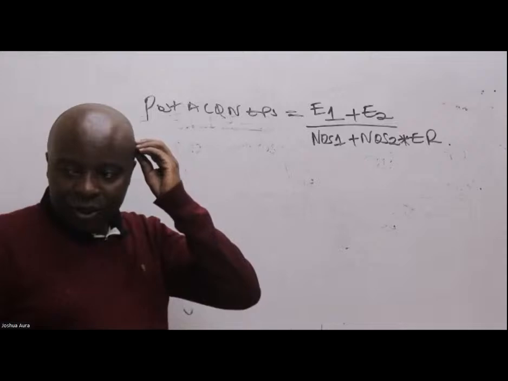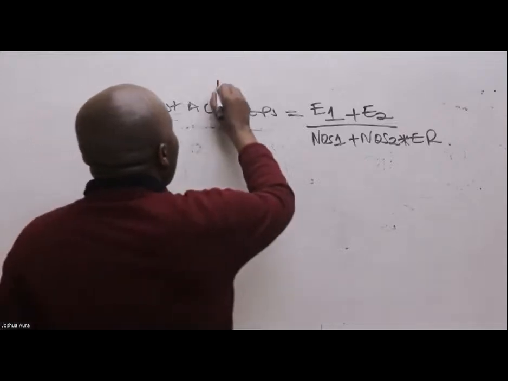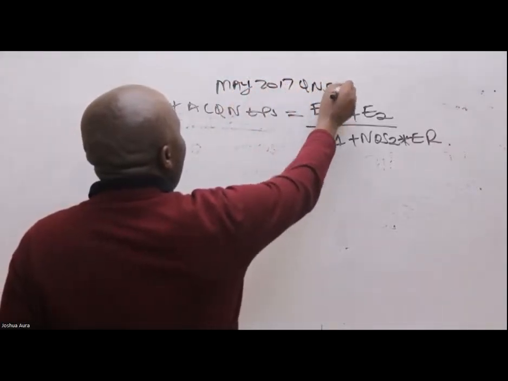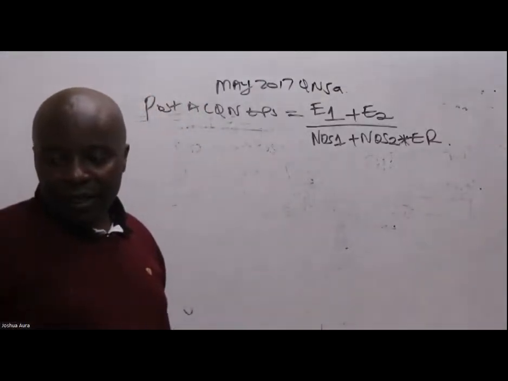Multiplied by exchange ratio like that. They're saying, Mwalimu, it is May 2017, question number 5A. Thank you very much.